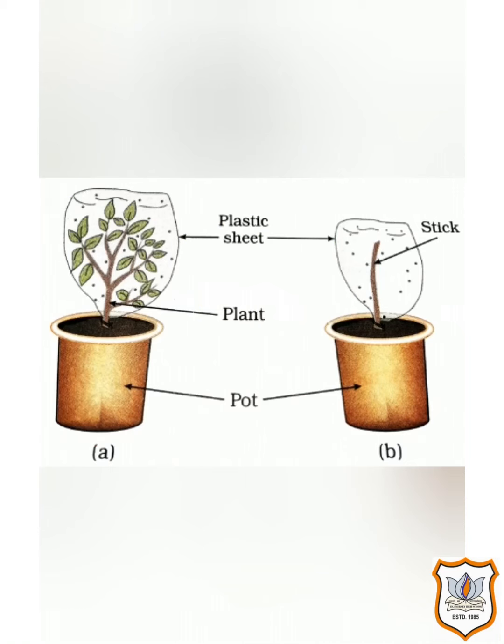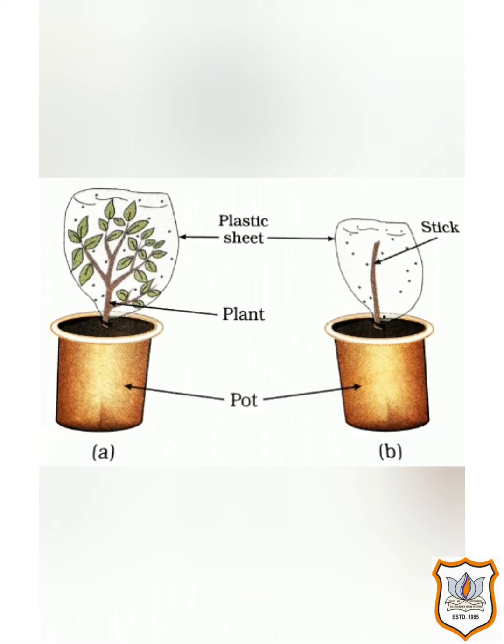Let us discuss an activity to demonstrate the process of transpiration in plants. So, take two small pots of approximately the same size and having the same amount of soil. One pot labeled as A with a plant. Next, place a stick of the same height to the plant in other pot labeled as B. Cover both the pots with plastic sheets and place them in a bright sunlight for at least half an hour. Now, the soil in both pots is covered with a plastic sheet to prevent evaporation and loss of moisture.